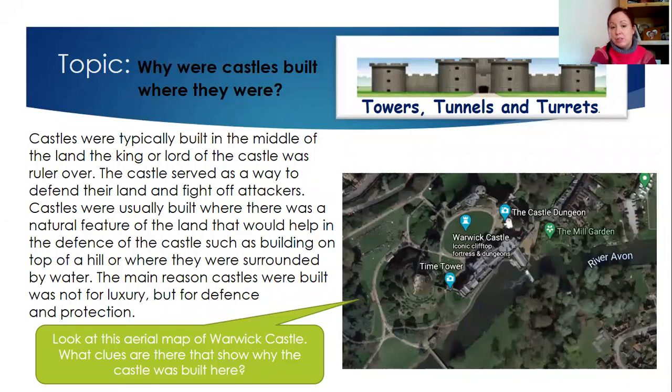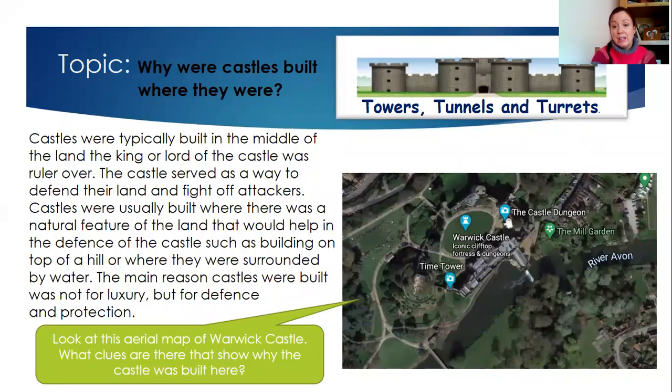Castles were usually built where there was a natural feature of the land that would help in the defence of the castle, such as building on top of a hill or where they were surrounded by water. The main reason castles were built was not for luxury, but for defence and for protection. Also on this slide then is an aerial map of Warwick Castle. So if we think about the clues as to why Warwick was built where it was, well, you can see the castle there in the centre.